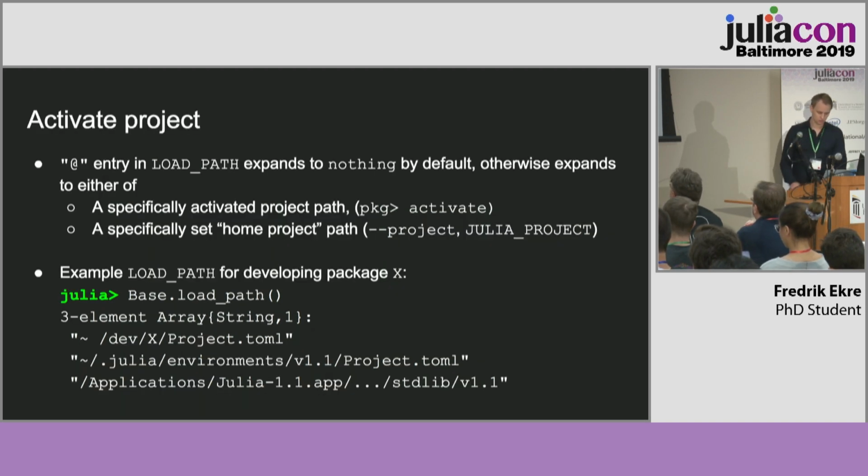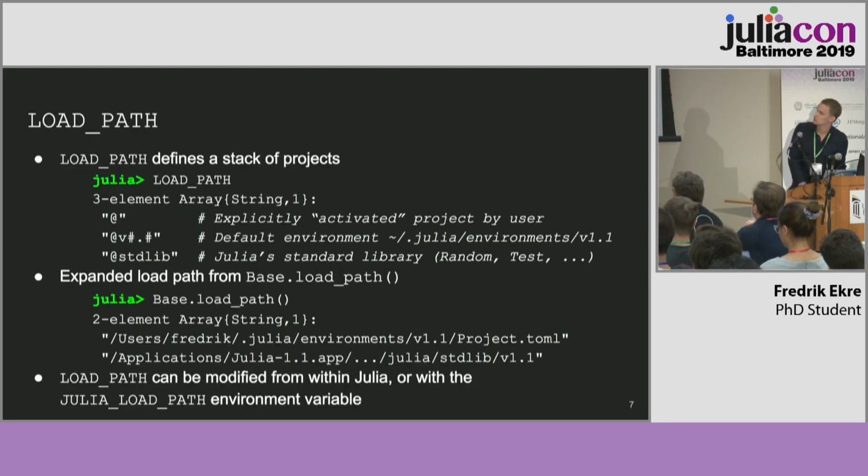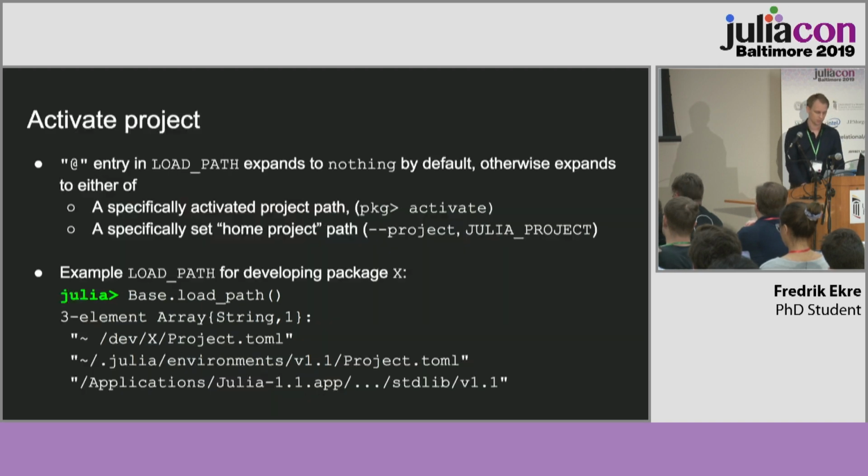All right. So if you just go back here, the first entry, I said, expands to the project if you have explicitly activated or selected it. To activate the project, there's a package command called activate, which you can use. That's what we pick by default if you have an active project. But you can also set something which is labeled the home project. That's what you get when you use the --project flag to the Julia executable, or if you set the JULIA_PROJECT environment variable.